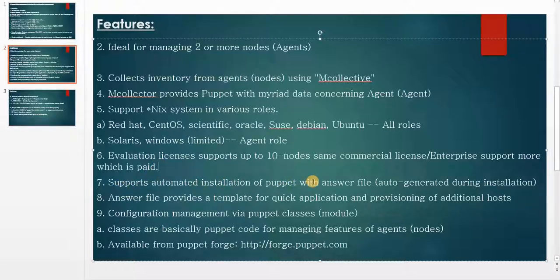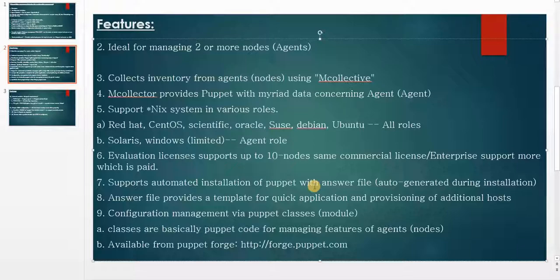Support automated installation of Puppet with answer file auto-generated during installation. There is a method which we can use through an answer file. While you install a Puppet master or an agent, you can use an answer file which will have the information whether I need to install the console service or not, whether I need to install the orchestration service or not, and whether I need to use this service as Puppet master or Puppet client.